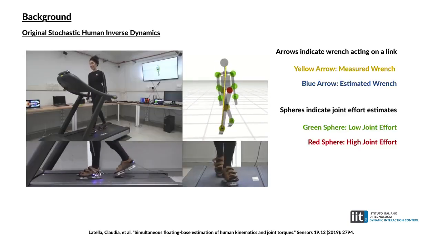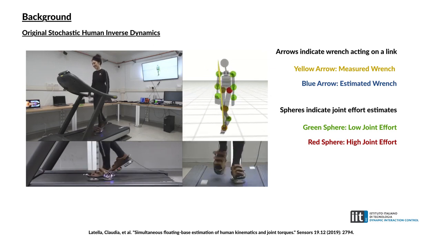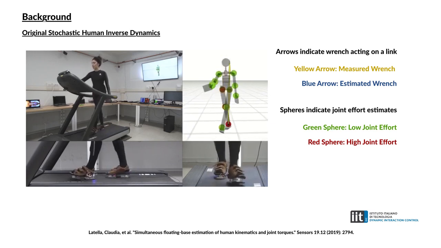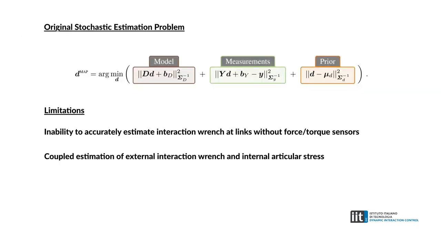In our previous work, we presented a stochastic whole body inverse dynamics problem for simultaneous estimation of human kinematics and joint torques for the case of a highly articulated floating-base human model. However, under this formulation, we tightly couple the model constraints and the measurements, which has two limitations: inability to accurately estimate interaction wrench at links without direct force torque measurements, and coupled estimation of external interaction wrench and the internal articular stress.